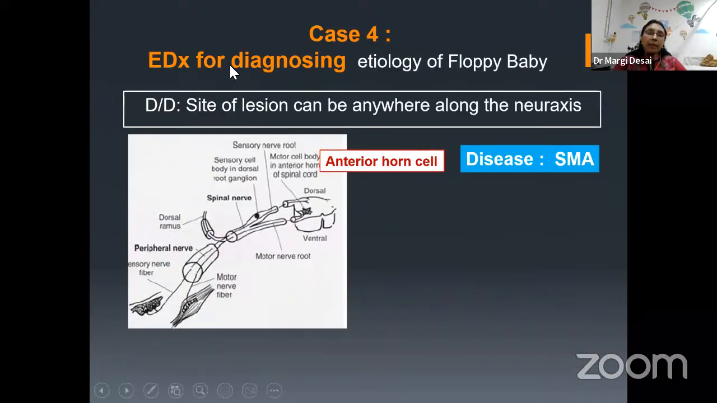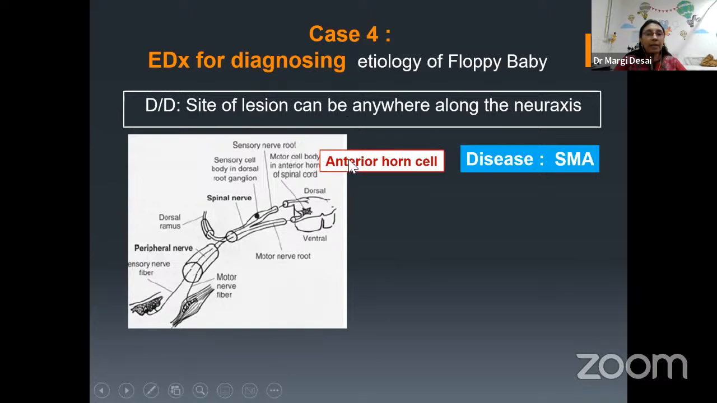Let's look at a case which helps you assess or find the etiology of a floppy baby. Let's say you have a neonate or an infant who is floppy and who has come to your clinic. Now, where is the site of lesion? What is the etiology of the floppy baby? The site of lesion can be anywhere along the neuraxis. Let me show you how.